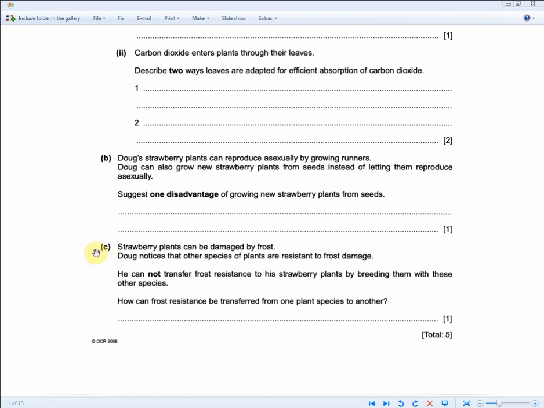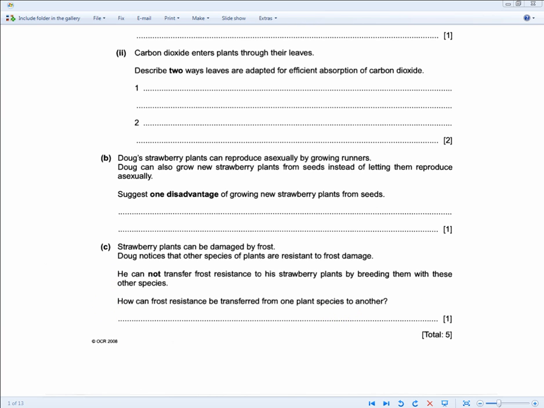So the next question talks about how strawberry plants can be damaged by frost. Doug notices that other species of plants are resistant to frost damage. He cannot transfer frost resistance to his strawberry plants by breeding them with these other species. How can frost resistance be transferred from one plant species to another?